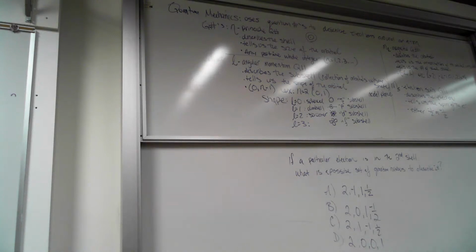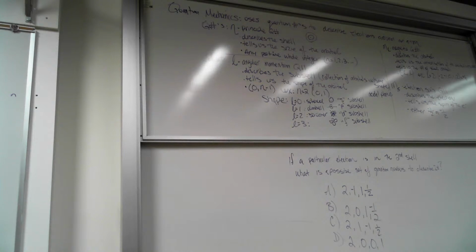All right. So you have an electron in the second shell. What is a possible set of quantum numbers to describe it? A, we have 2, -1, 1, and 1/2. B, we have 2, 0, 1, and -1/2. C, we have 2, 1, -1, and +1/2. And D, we have 2, 0, 0, 1.